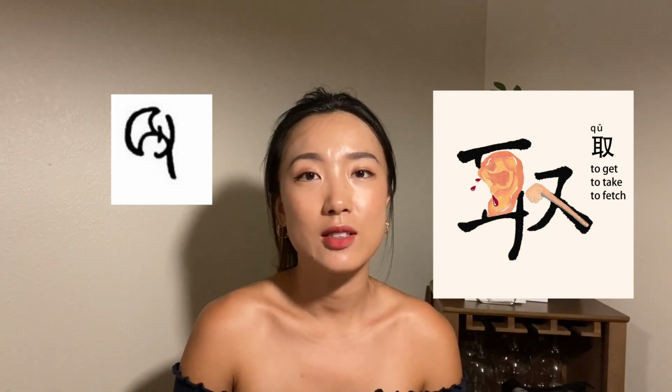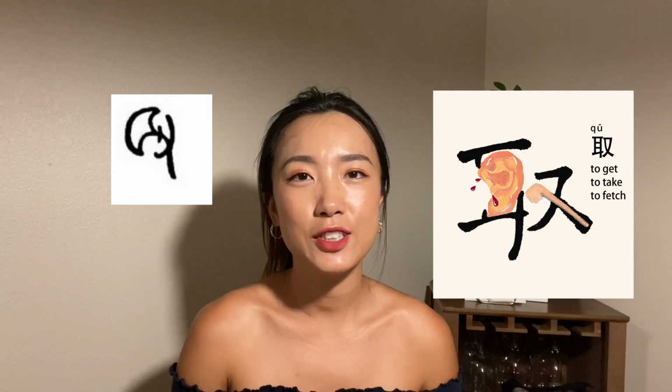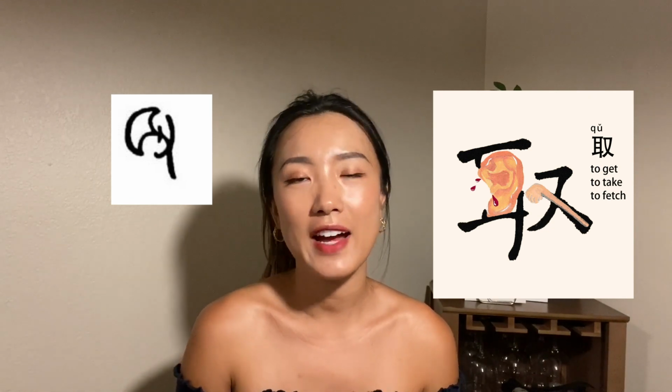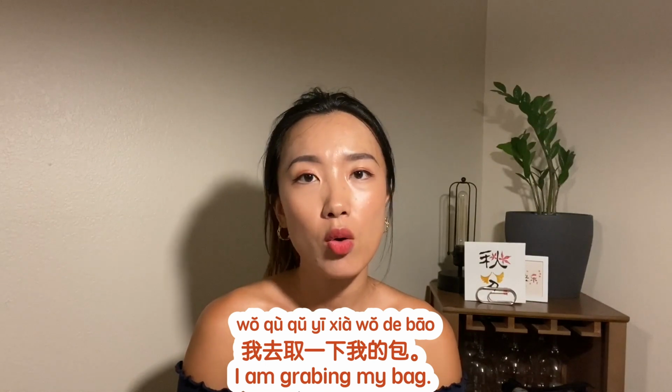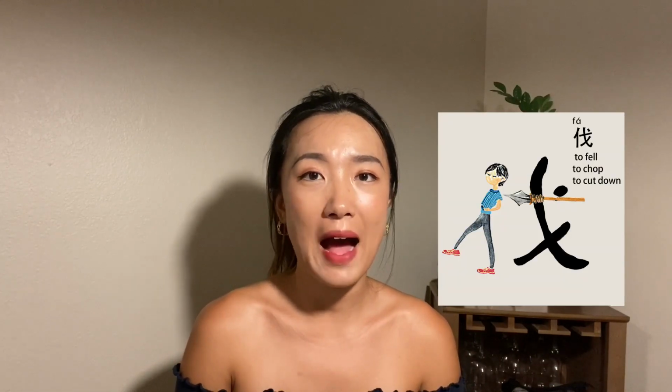Obviously, it doesn't work in the modern world. So nowadays, it only means to get something, to take something, or to fetch something, similar to 拿. For example, 我去取一下我的包.